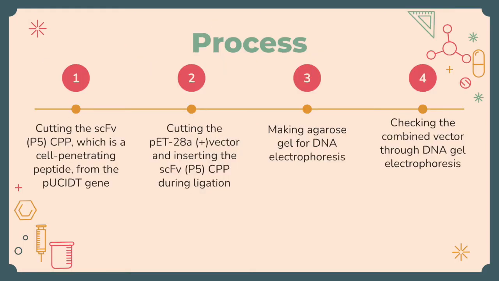The team conducted multiple sets of experiments to find out the method that maximizes antibody hyperstability and functioning, and this is one of the experiments. First, they cut the SCVP-CPP, which is a cell-penetrating peptide, from the PUCIDT gene.